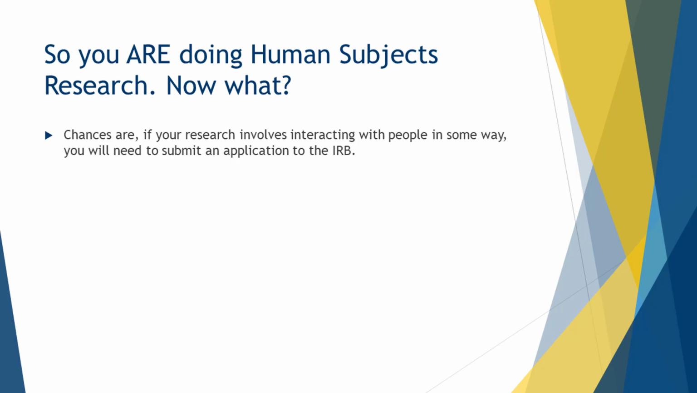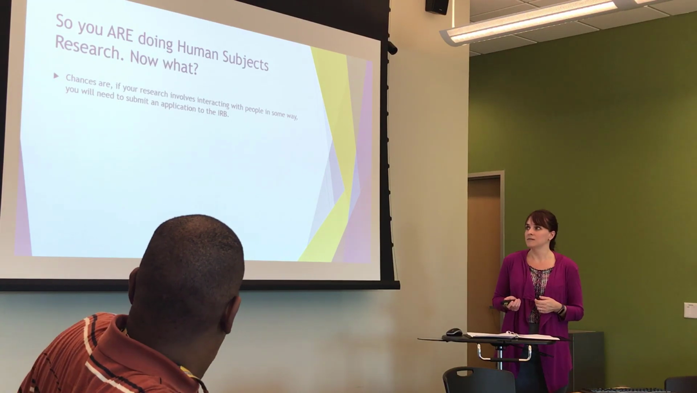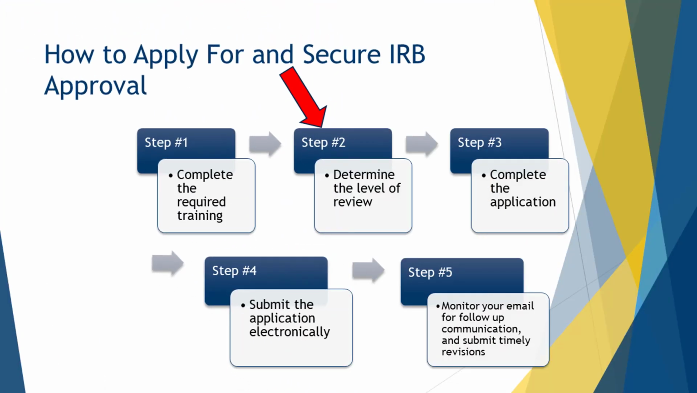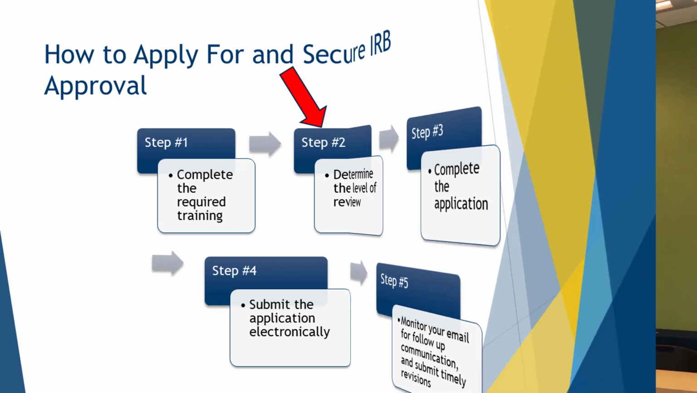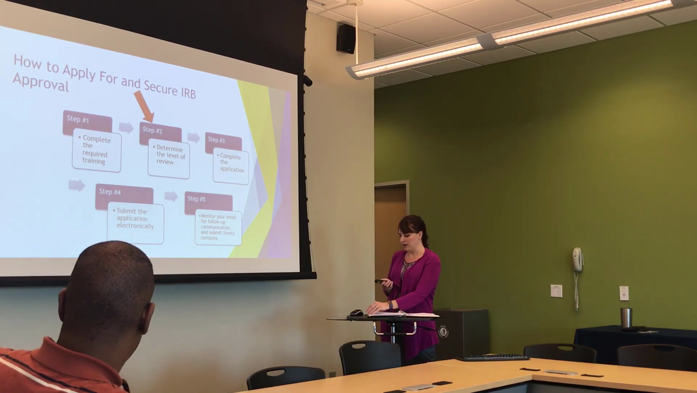All right. So chances are, if your research does involve interacting with people in some way, you will need to submit an application to the IRB, and that's why we're here. So the next step, what are we gonna do? In our IRB basics training, we go over 5 steps to submitting an application. And today we're really gonna focus here on step number 2, which is to determine the level of review that your project needs. We have 2 different application processes for the different levels of review, so you have to determine for yourself what level of review your project needs.